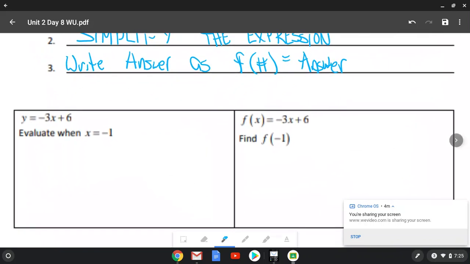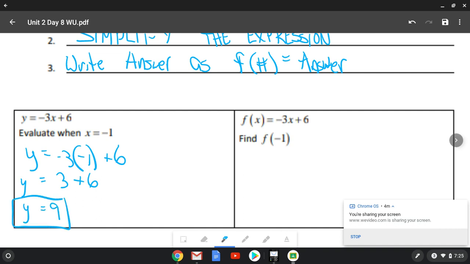So when we are on the left side, it's saying to evaluate when x is equal to -1, and the equation is y equals -3x plus 6. So we learned a couple days ago that we just plug in -1 for x, and then we simplify. So this is y equals a negative times a negative is a positive 3, and 3 plus 6 is 9. So that's my final answer, y equals 9. The right side here is almost the identical equation to start, but it's written in function notation, and it's telling you to find f of -1.